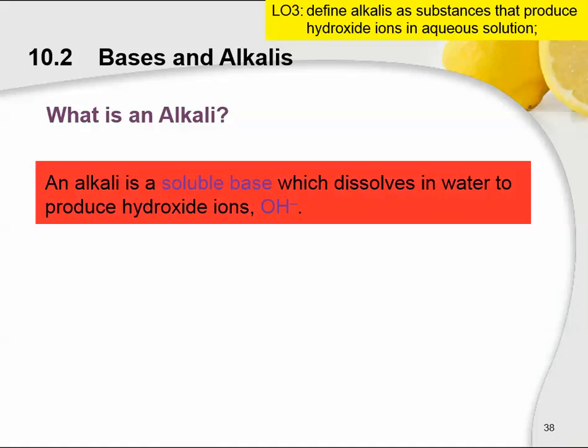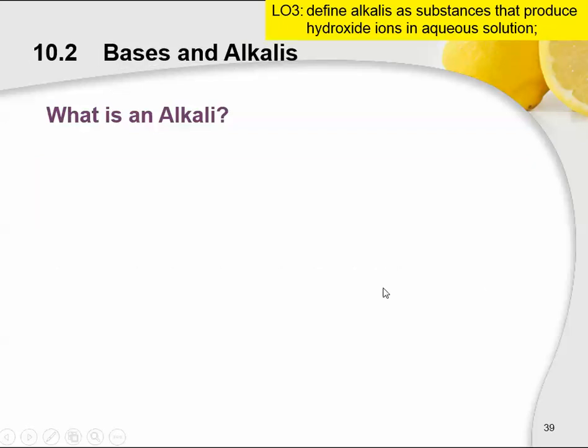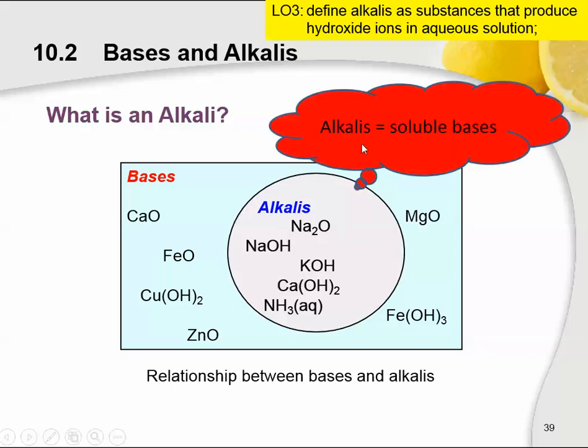So what's an alkali? An alkali is a soluble base which dissolves in water to produce hydroxide ions, OH-. All alkalis are bases, but not all bases are alkalis. What does it mean? These are all bases, as you can see, all metal oxides or metal hydroxides. And the soluble ones are called alkalis. So alkalis are soluble bases, but since not all bases are soluble, every alkali must be a base, but some bases are not alkalis because some bases are not soluble.